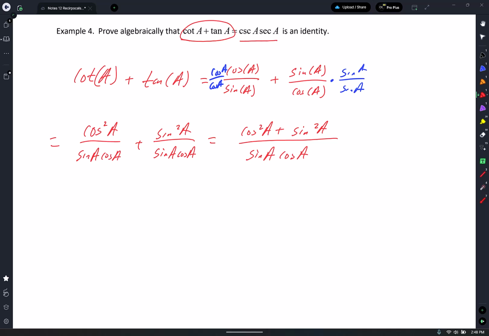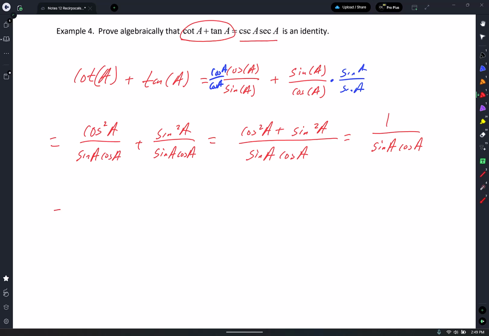Next, what do I notice about the numerator? Cosine squared plus sine squared. It's the Pythagorean formula, which equals what? 1. Not 1. 1. 1 over sine A cosine A. Are we still okay?